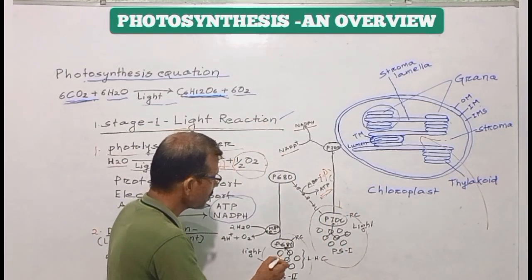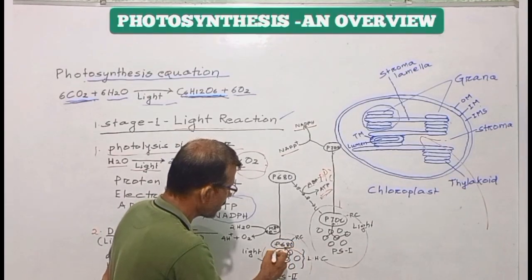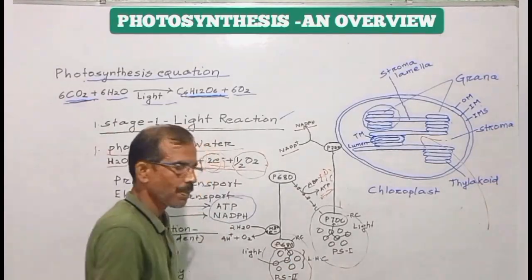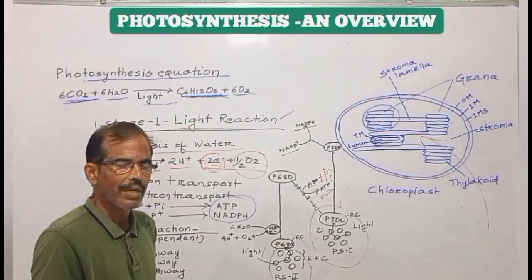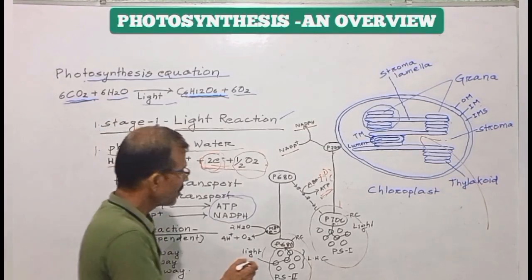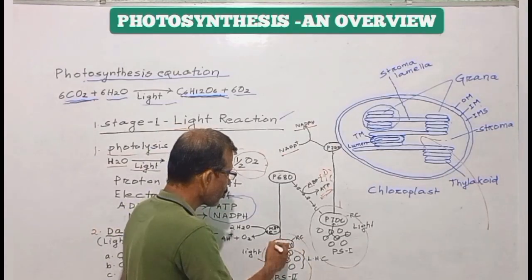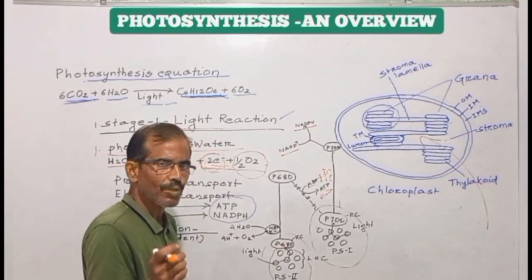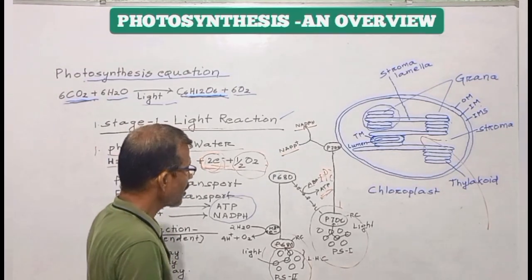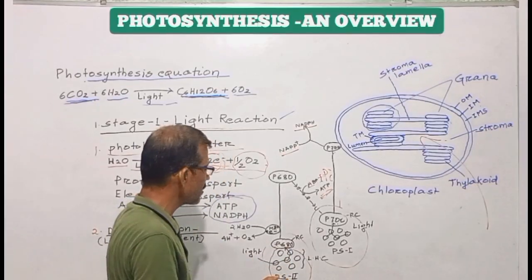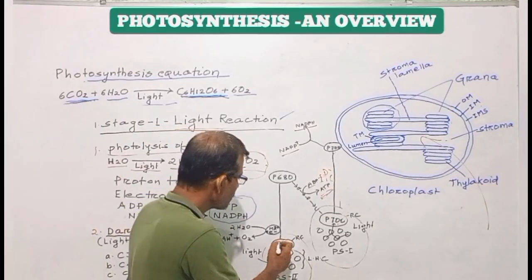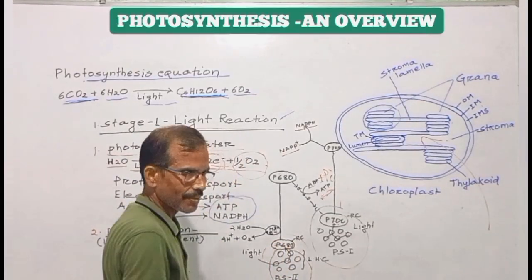Each photosystem consists of a reaction center and a light harvesting complex. The light harvesting complex consists of chlorophyll A, B and other accessory pigments such as carotenoids and xanthophylls. Regarding the reaction center, it is composed of a pair of specialized chlorophyll A molecules. In case of photosystem 2, the reaction center absorbs maximum light at wavelength 680 nanometer. Hence, it is named as P680.